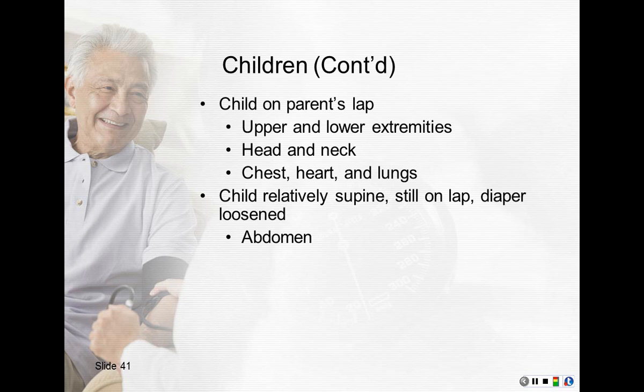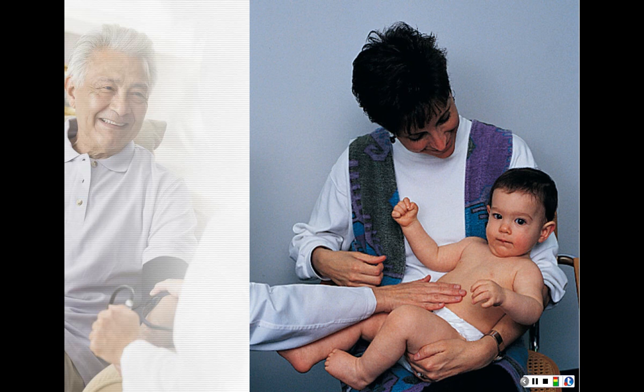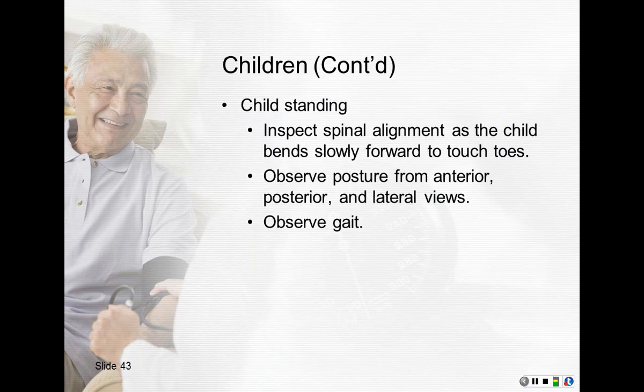With the child sitting on the parent's lap, you can look at upper and lower extremities, head and neck, chest, heart, and lungs. With them relatively supine, still on the lap, you can loosen the diaper and look at the abdomen. You can flip them over then and look at the spine. A lot of this is done with the younger child, particularly in the lap.